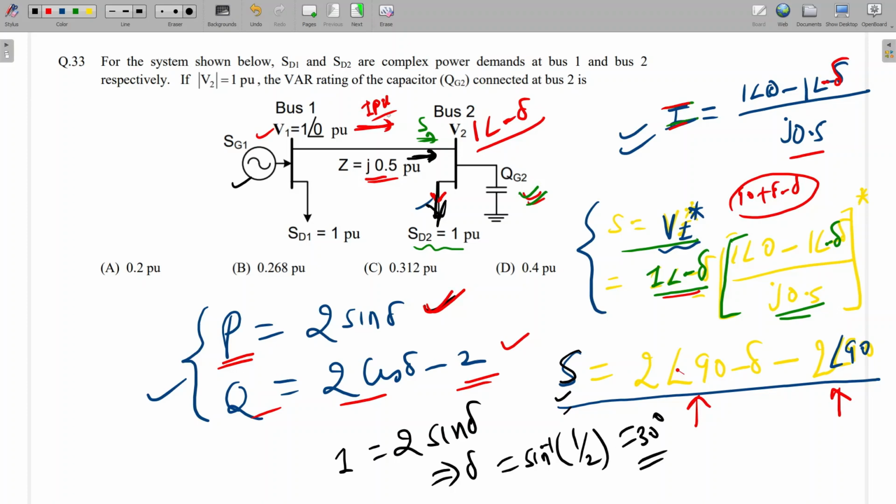Okay. What will be the reactive power? From this equation we can calculate. So 2 cos 30 minus 2. How much? Can anyone calculate this value? 2 cos 30, cos 30 is root 3 by 2. So root 3 minus 2. Minus 0.267. Okay. Minus 0.267.